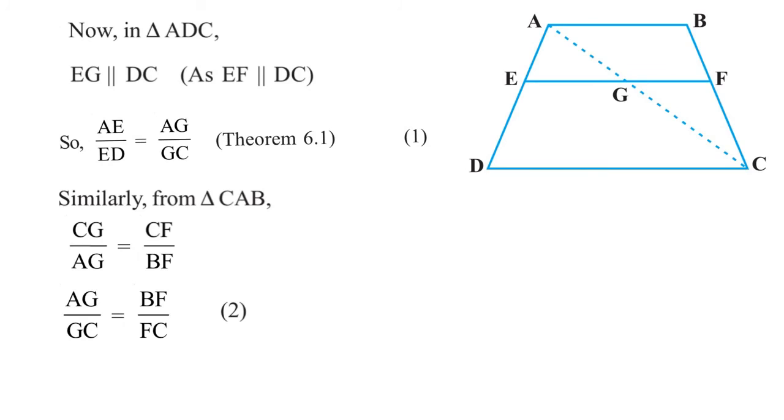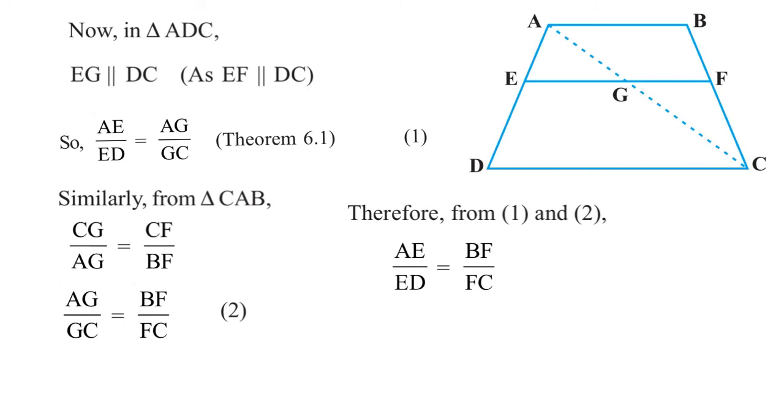So equation 1, AE over ED is equal to AG over GC. Equation 2, AG over GC is equal to BF over FC. So what can we say? Therefore, from 1 and 2, can I say AE over ED is equal to BF over FC? Because AG over GC is this, AG over GC is this. So these two will be equal. So hence we have proved the question.